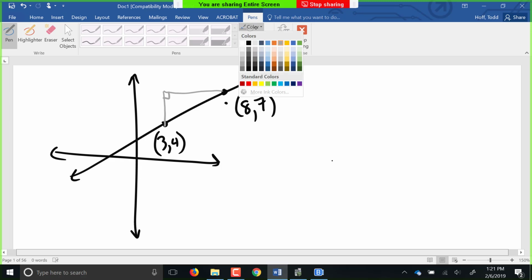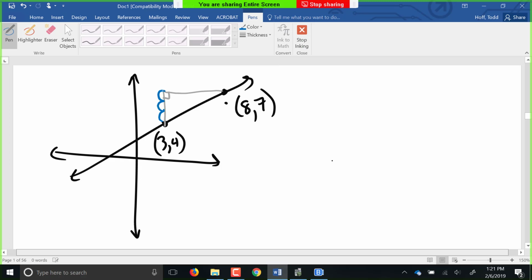Which coordinate is going to tell us how far we have to go up here? X coordinate or Y coordinate? You got it. This is the y-axis here. The y-axis goes up and down. It's the y coordinate. What is the difference between our y coordinates? 3. That's going up 3.